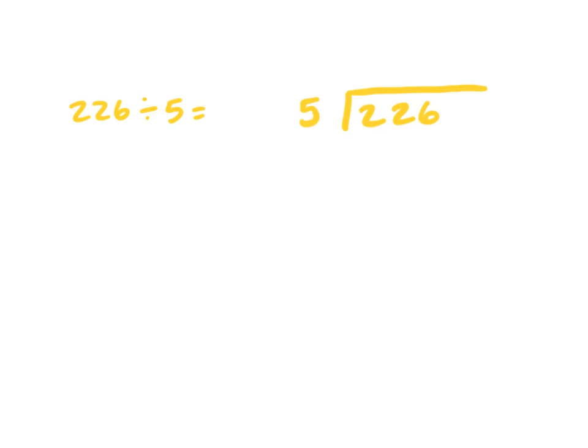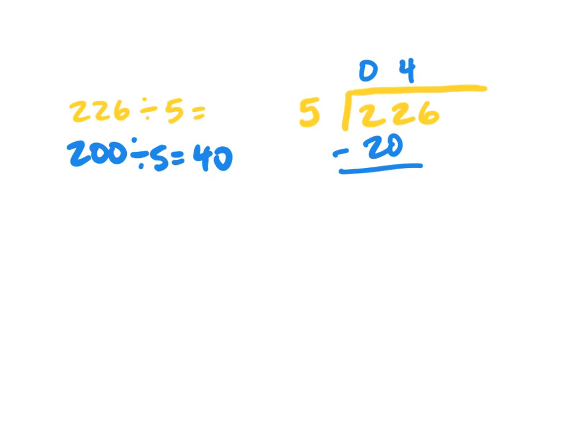Okay, come up with an estimate and then solve. I'd probably think of this as 200 divided by 5, which is 40. And now I'm ready to solve. 5 goes into 2 0 times, so now I'm going to look at the 22. I know that 5 times 4 is 20, so 22 minus 20 is 2.